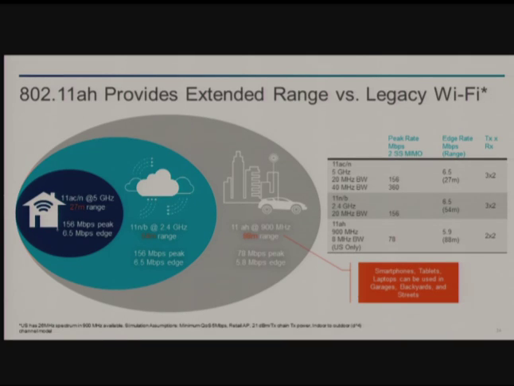And this just illustrates a model of the distance advantage it has over 11n in particular. So this was a simulated case of we wanted to sustain a given bit rate, a peak rate, and then an edge rate of about the same. So this is 5.8. It's not exactly the same, but it was actually some testing that we did. So it just illustrates the additional range you get with these sub-gigahertz technologies.